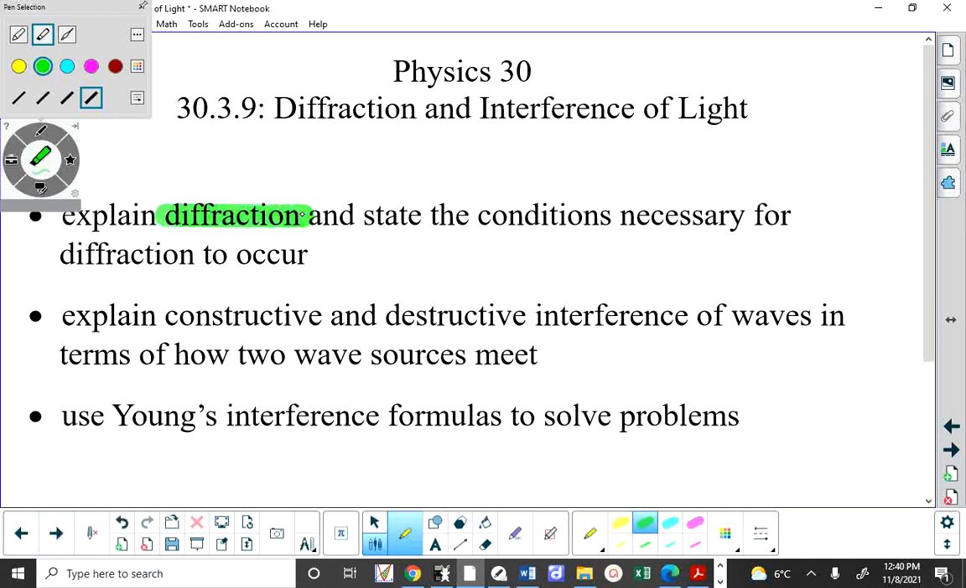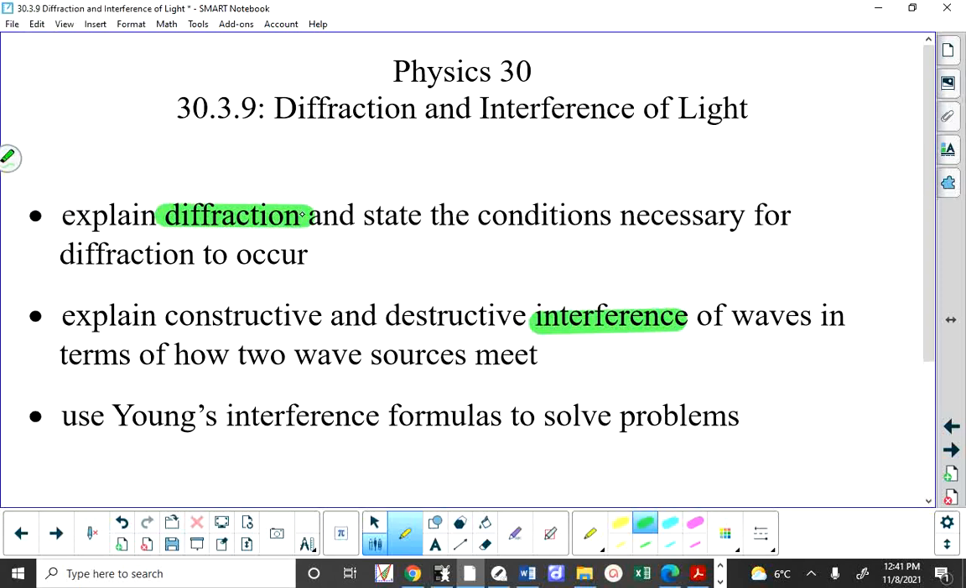diffraction and interference, these are things that only waves do. And that's really important for you to remember as we progress through this course from here on in. Particles never diffract, particles never interfere. That's the thing to remember right now.